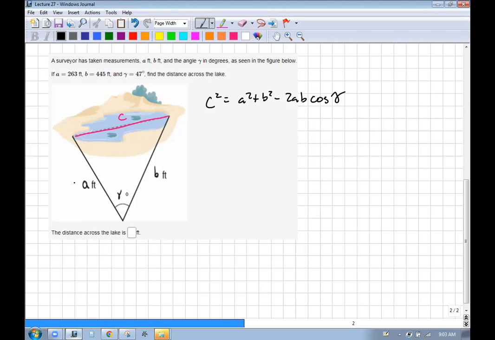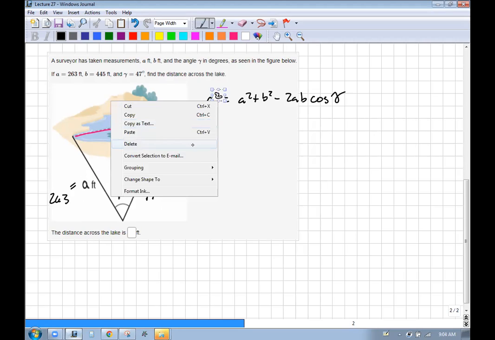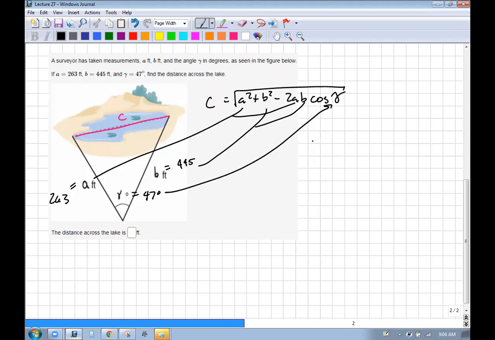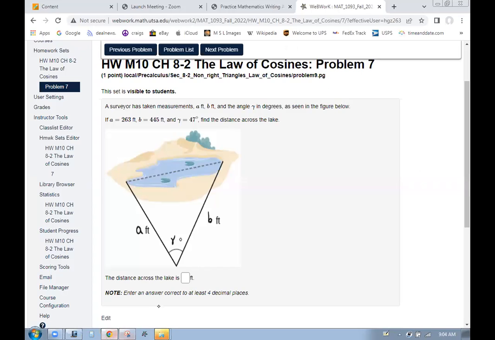We know what A is. We know what B is. And we know what gamma is. C is just the square root of that. Just plug in the numbers. There's your answer. Problem done. Any questions about this one? Okay, let's look at another one.